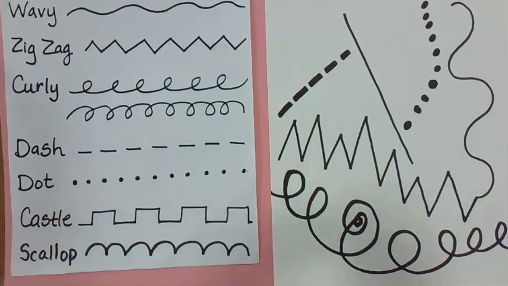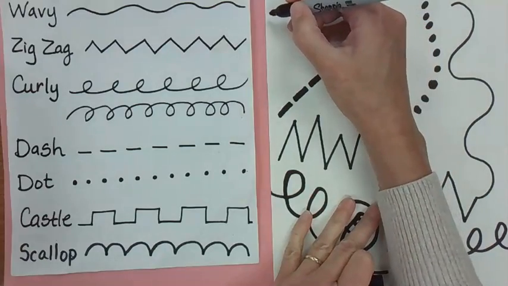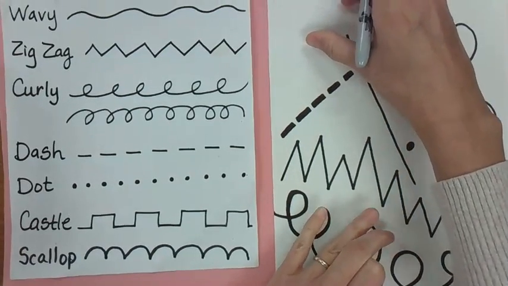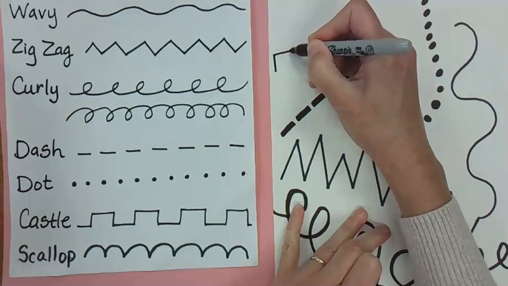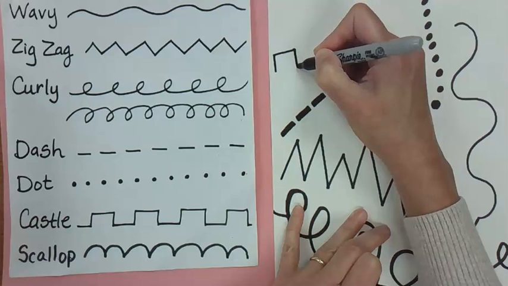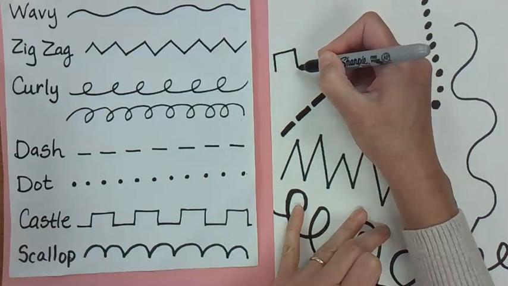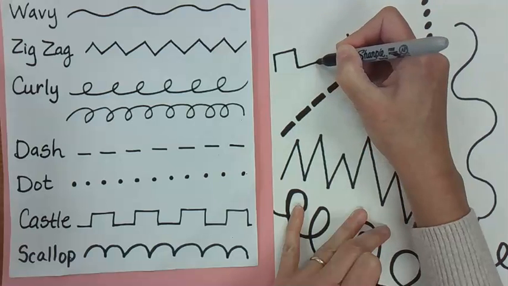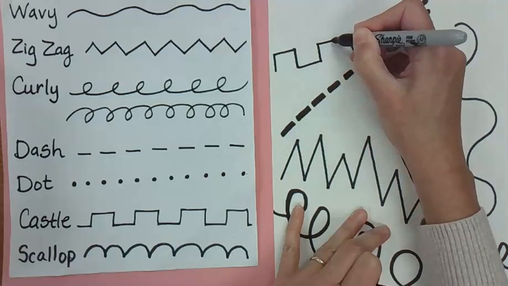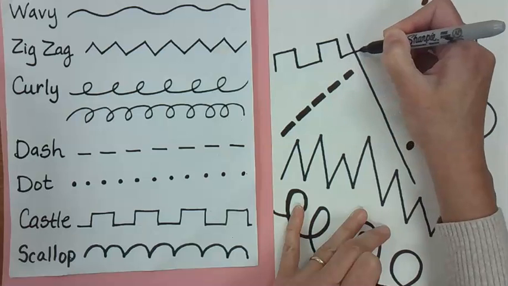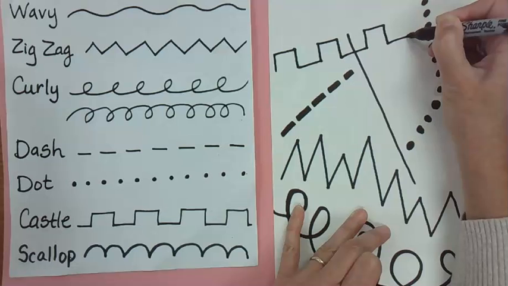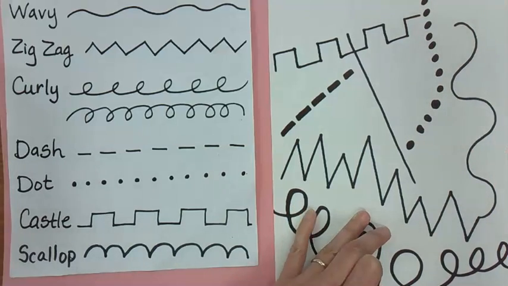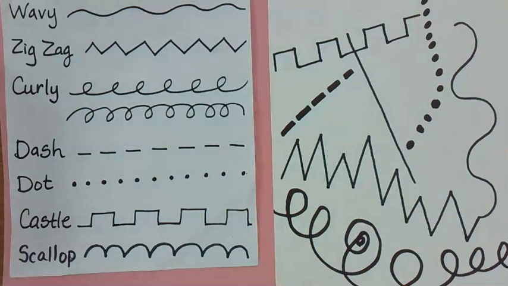Next, let's try this castle line. So here's how the castle line works. I'm going to put it up here in the corner. We're going to go up, stop, down, or across, down. Almost like we're making a rectangle. But then we go across again and up. Ooh, I'm going to cross right over my straight line. Try that one. That one's kind of tricky, and if you can't do it or don't want to do it, just don't.